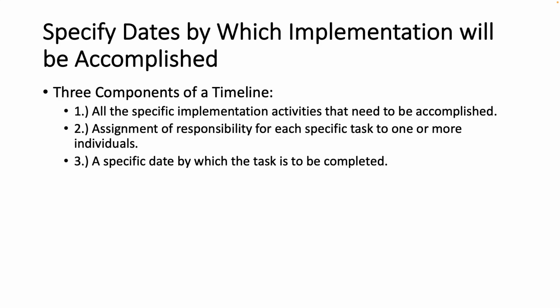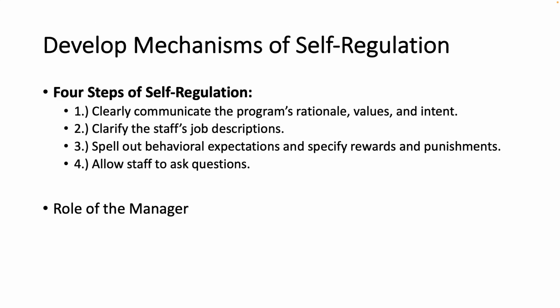The second one is that you have to have the assignment of responsibility for each specific task to which individuals are responsible for that. And then lastly, you have to have a specific date by which the task is to be completed. So again, a lot of this stuff is common sense, if you've ever developed any type of plan for yourself or for anyone else, but it's just formalizing it a little bit more. Then you got to develop mechanisms of self-regulation. So this is your internal way of kind of checking your progress, if you will.